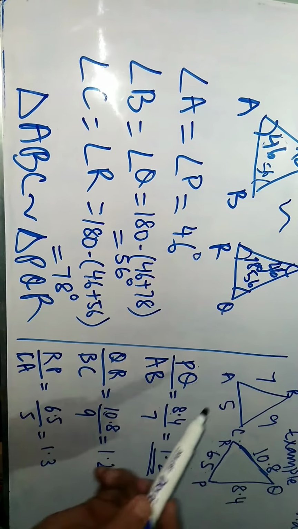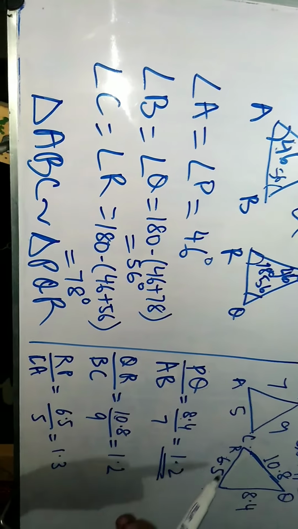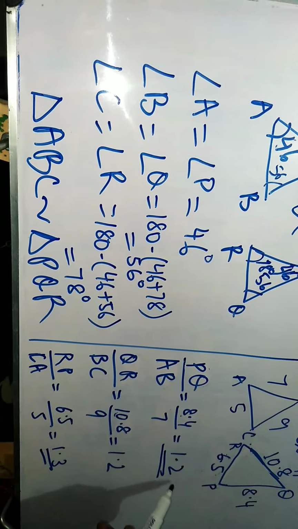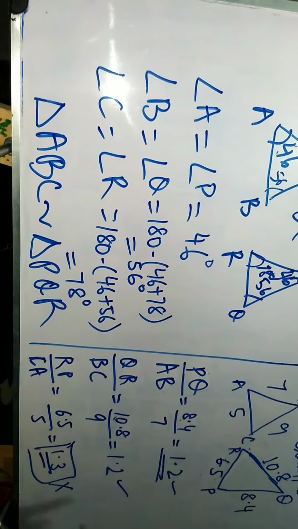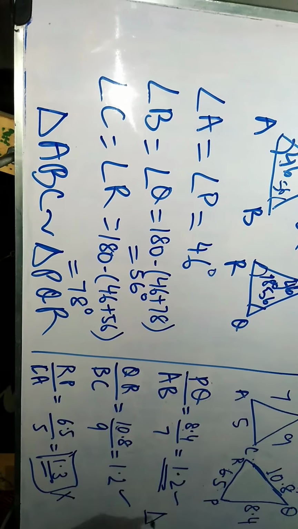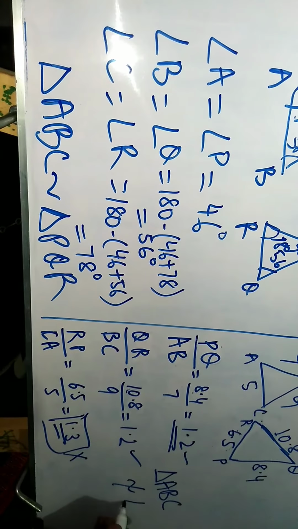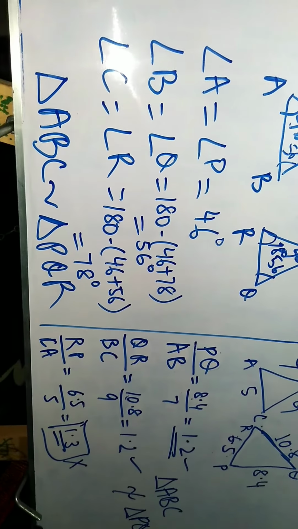Now the last one to check are the last sides, AC and PR. When we divide PR by AC, I'm left with 1.3. Hence, these two ratios are equal, but since this ratio is not equal, it proves that triangle ABC is not similar to triangle PQR. So hence proving that these two triangles are not similar.